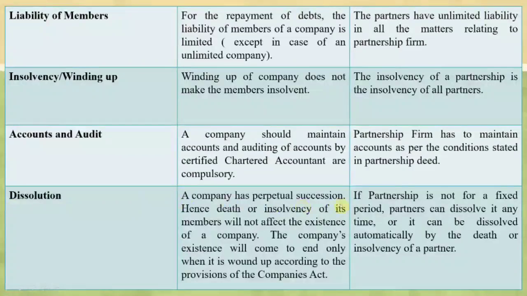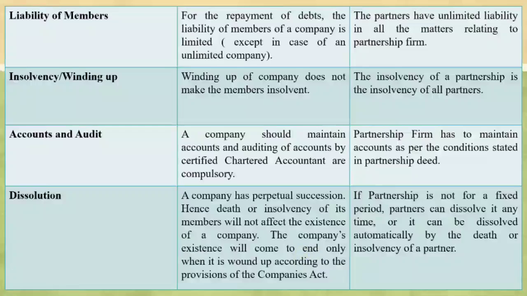A company has perpetual succession, hence death or insolvency of its members will not affect the existence of the company. The company's existence will come to an end only when it is wound up according to the provisions of the Companies Act. As I have earlier told you in the characteristics of a company, a company has perpetual succession, means the death or insolvency of its members who are managing the company will not affect its existence. The existence of a company can only be brought to an end according to the provisions of the Companies Act.